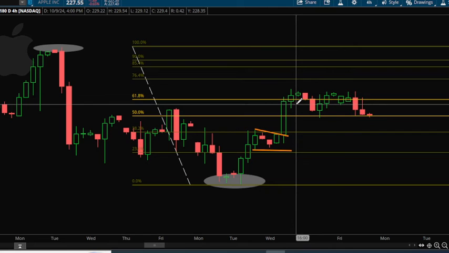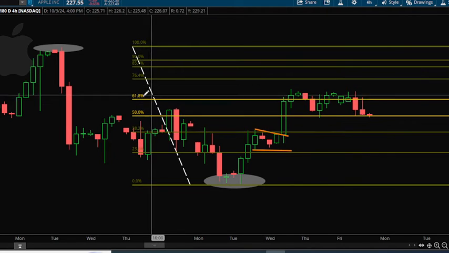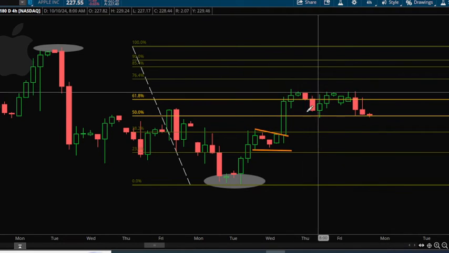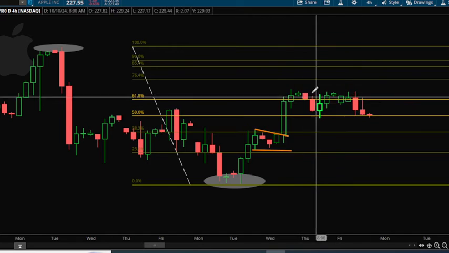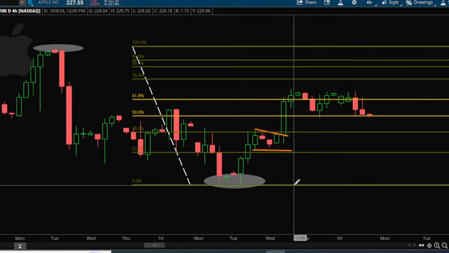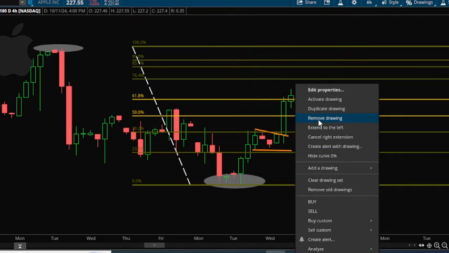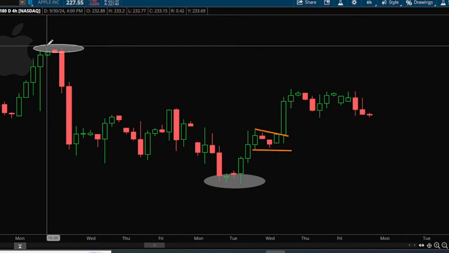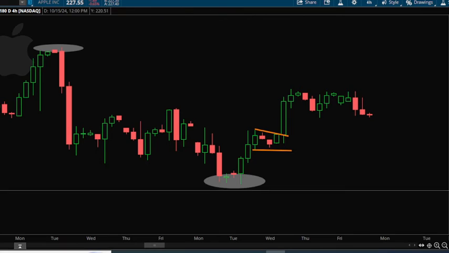Right at the 61.8%, that's what I wanted you to know: in 5-wave structures, the 61.8% retracement acts like a real significant support for an extended rally. So we're going to take that into consideration, as this is a 1, 2, 3, 4, 5 down. So let's zoom back out again.